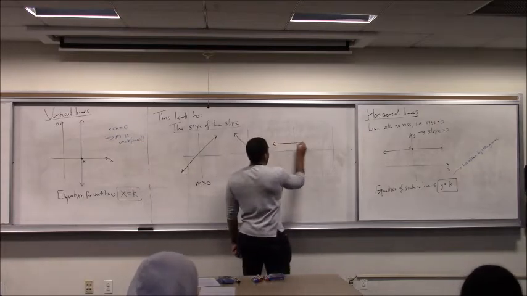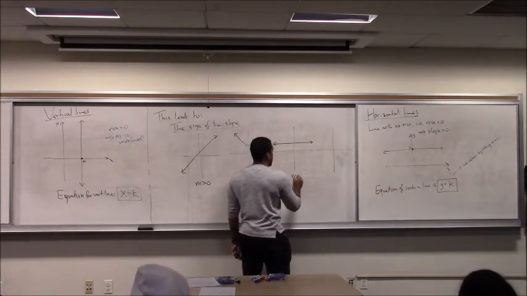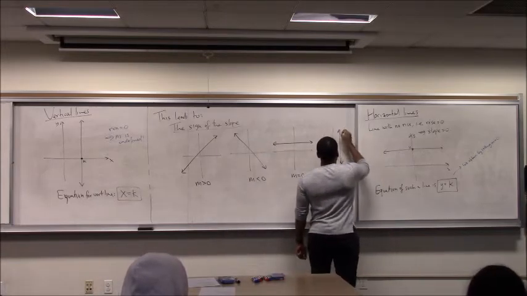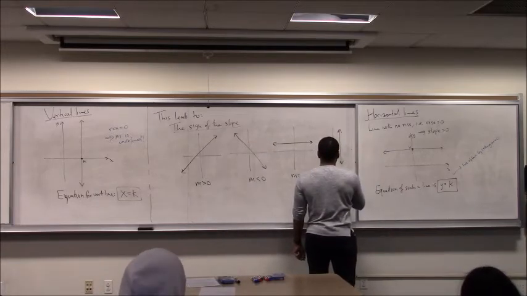Again, there's a situation where you have a horizontal line. Here's where your slope equals 0. There's also the situation where you have a vertical line. Here's where the slope is undefined.